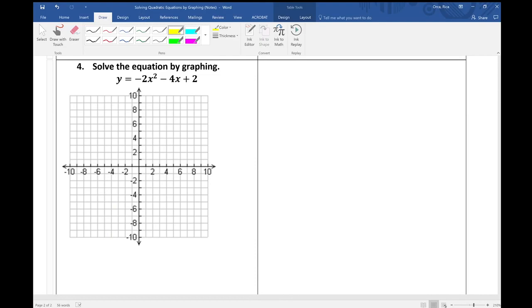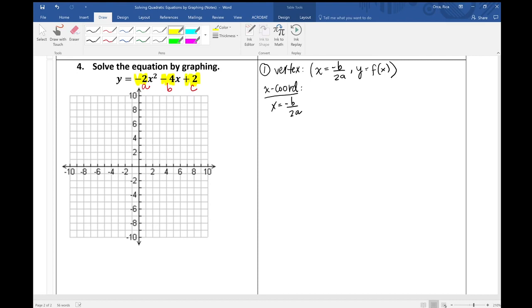Problem number 4. Solve the equation by graphing. y equals negative 2x squared minus 4x plus 2. Step number 1, find the vertex. Use the same formula. x equals negative b over 2a, comma, y equals f of x. Find the x-coordinate. So x equals negative b over 2a. Let's label our a, b, and c values. A is negative 2, b is negative 4, and c is 2.